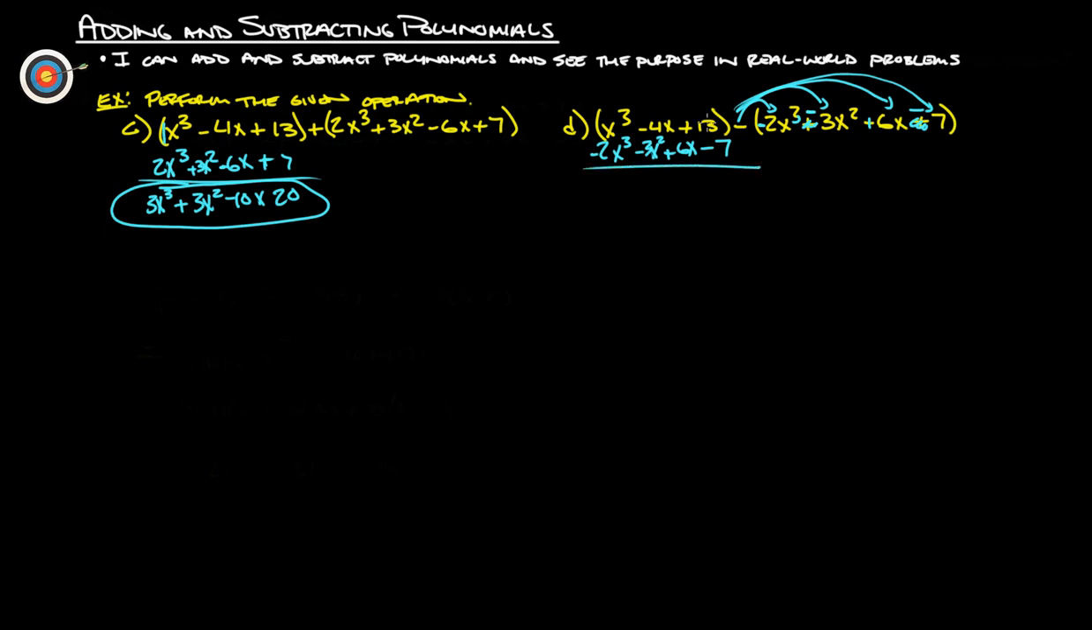Okay, and now we're going to add these together. 13 and negative 7 is positive 6. 6x and negative 4x is positive 2x. There's nothing to add the negative 3x squared to. And then 1x cubed minus 2x cubed gives us negative 1, or simply negative x cubed. And we end up with that.